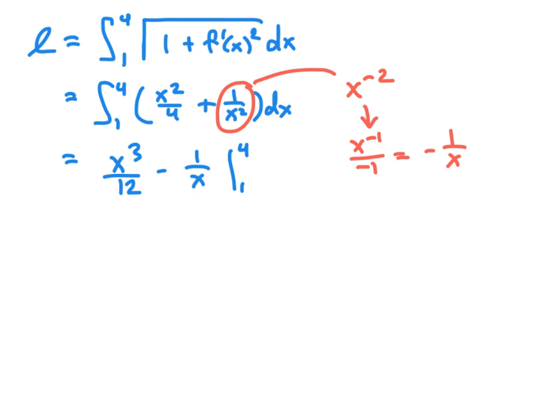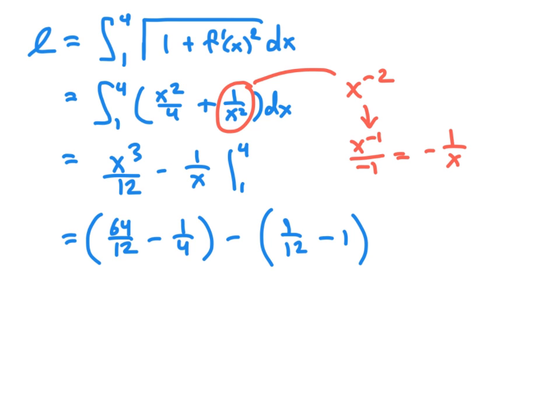And we're just left with some evaluation. And so when we evaluate this at 4, we're going to get 64 over 12 minus 1 over 4. And we're going to subtract from that what we get when we substitute in 1, which would be 1/12 minus 1. This all simplifies, and when we combine like terms and find common denominators and all of that, we get an exact answer of 6 units. And so the length of this particular curve from 1 to 4 is exactly 6 units.